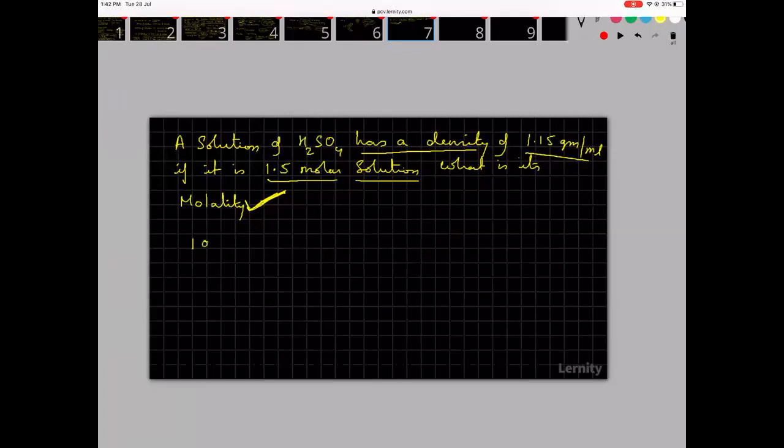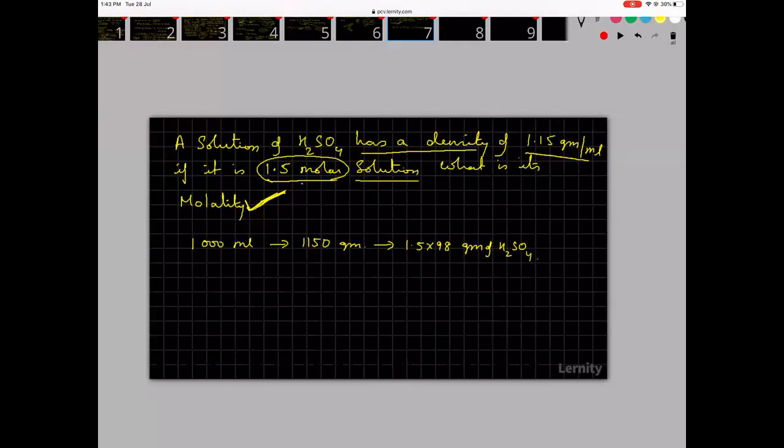So first, 1000 ml weighs 1150 grams. Now, because it is so many molar, it also contains 1.5 into 98 grams of H2SO4. So you see this number is close to 150. This number is also close to 150. So our final answer will be very close to this value.